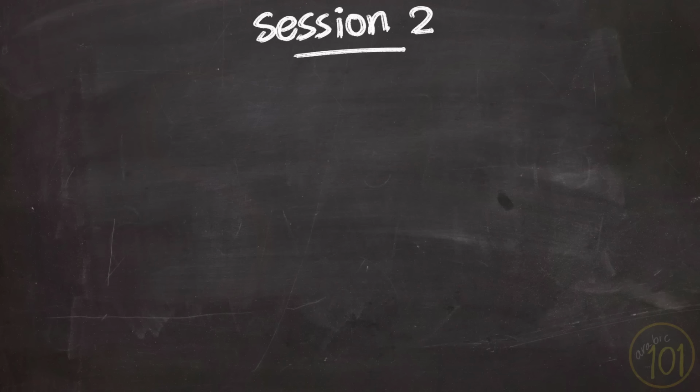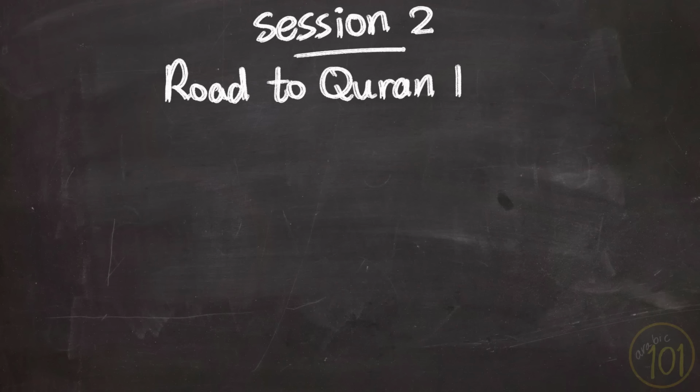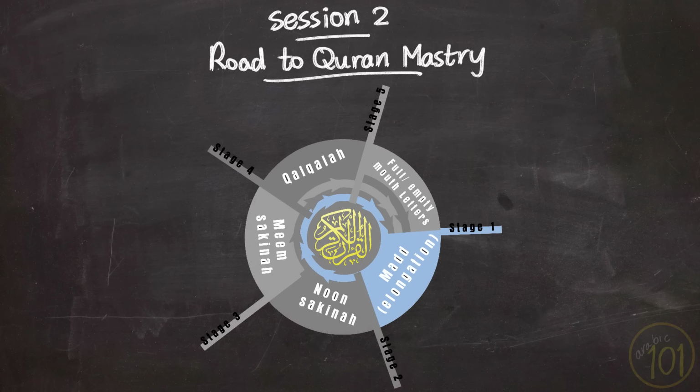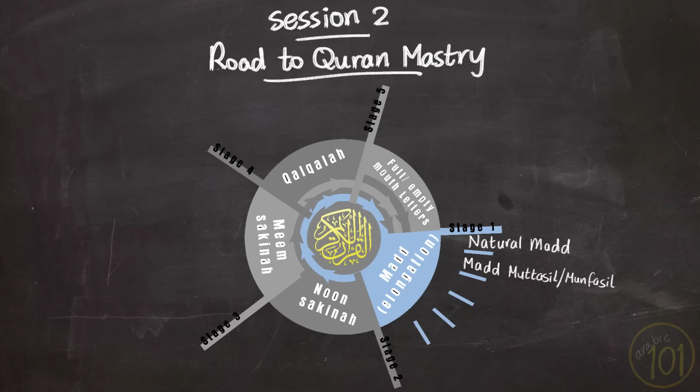This is session 2 of our Road to Quran Mastery. We're still in stage 1 discussing Quranic med. And last time we learned the first skill, natural med. Make sure to check it out if you haven't done that already. And today's session, session 2, is about another type of med: med muttasil and med munfasil.